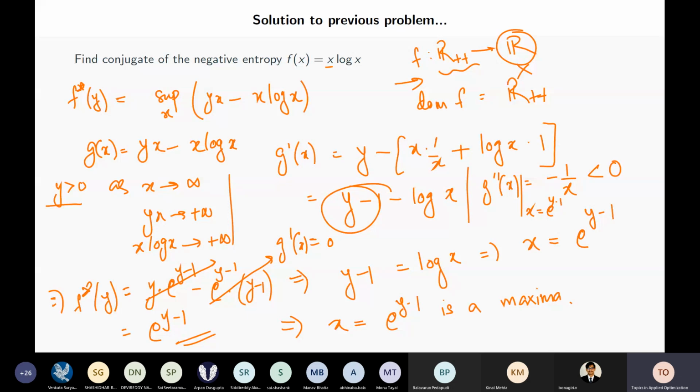So for the conjugate, I think I will stop here. I think I have given you enough, so you can solve some of these in the upcoming assignment, and I can continue.